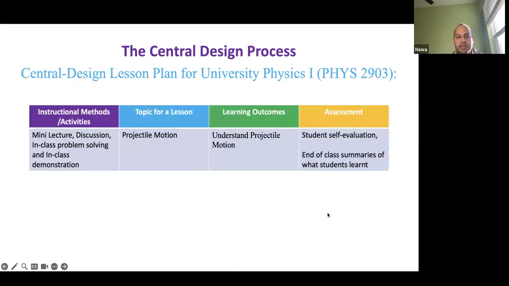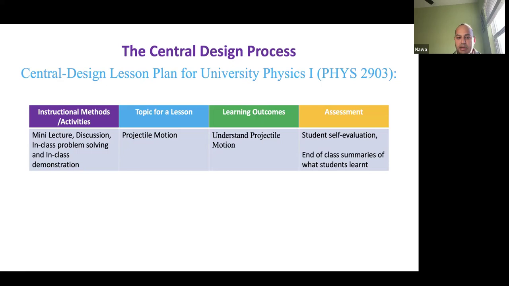So then I thought, okay, what would be a central design process? What would be a central design lesson plan for University Physics 1? So here is what I came up with. I would first have to decide what activities I have to do in the class. So I would lecture for some time just to give the students an idea of what topic I'm covering. Then I want to involve them in discussion, maybe some problem solving and demonstration.